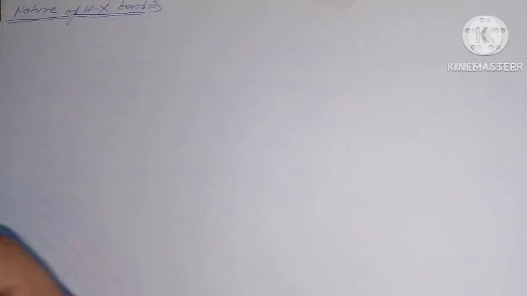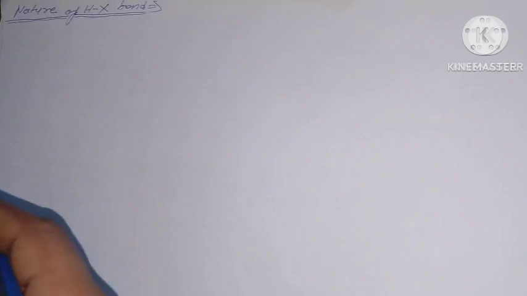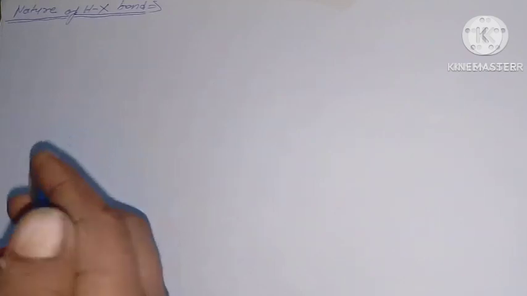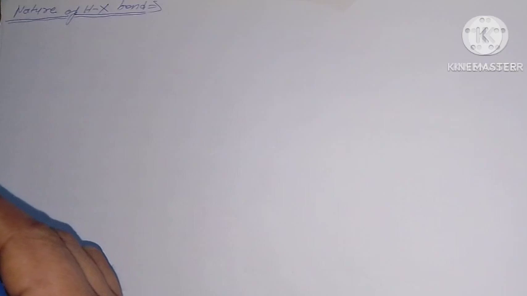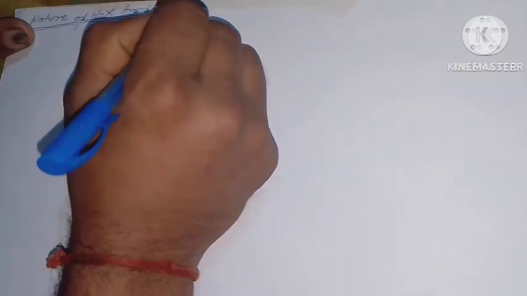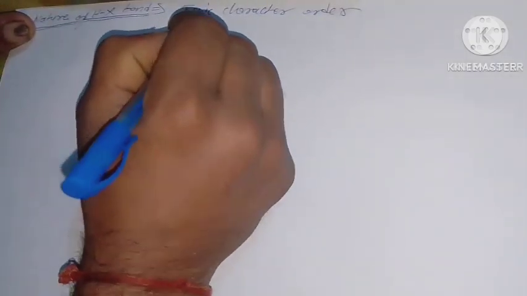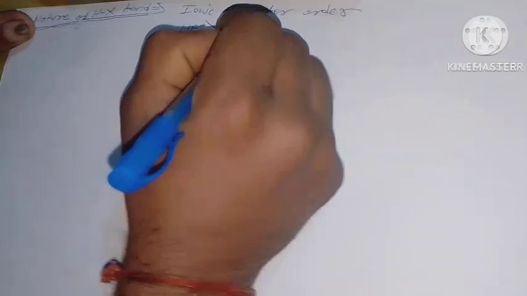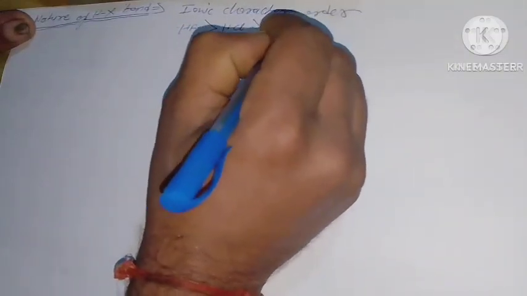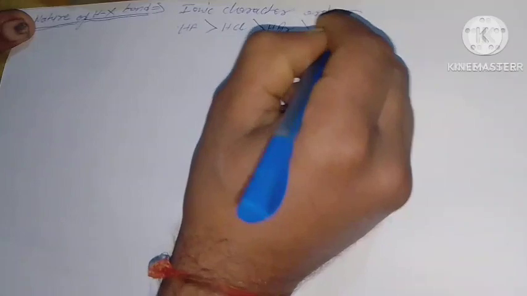Having some ionic character. The extent of ionic character depends upon the electronegativity value of the halogen. The higher the value of electronegativity, the higher the ionic character. Their ionic character order is: hydrogen fluoride is greater than hydrogen chloride, is greater than hydrogen bromide, is greater than hydrogen iodide.